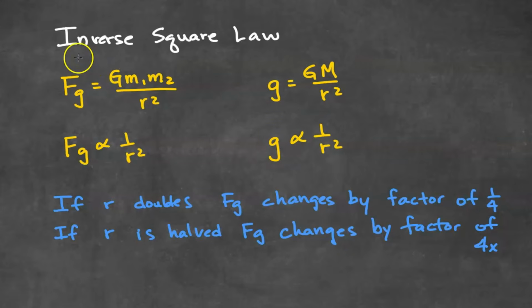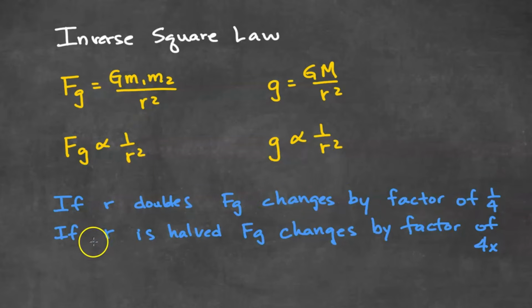And so I want to take a moment to talk about the inverse square law. So if the r doubles, the Fg will change by a factor of not 1 over 2, so that's a common mistake. You'll notice there's a square there. It's going to be 1 over 4.